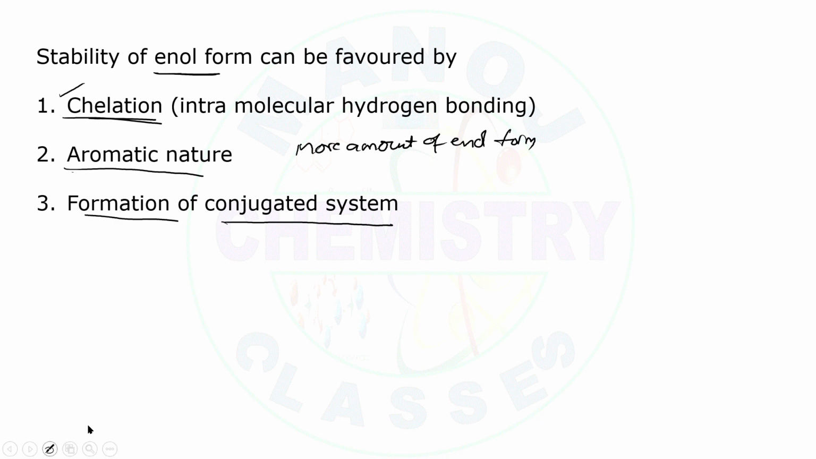Those are what we already discussed. The first one is chelation, the second is aromatic nature, and the third is formation of a conjugated system. For example, I would like to take one example here. I would like to write a conjugated system and a double bond here. If you take this one in keto form, the enol form of this will be like this.